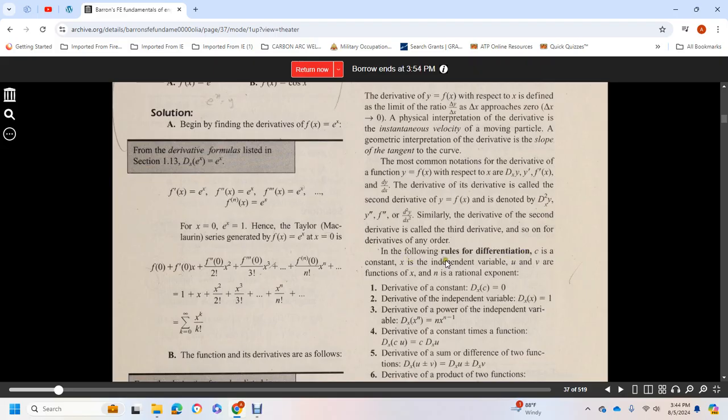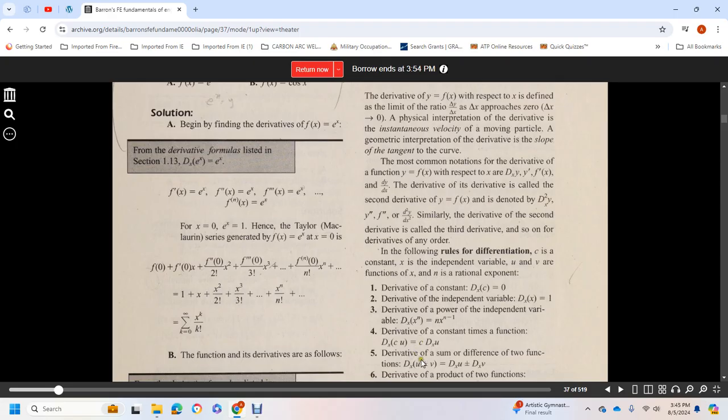Following are the rules of differentiation, where c is a constant, x is the independent variable, u and v are functions of x, and n is a rational exponent. The derivative of a constant, d/dx of c, is equal to 0. The derivative of the independent variable, d/dx of x, is equal to 1. The derivative of a power of the independent variable, d/dx of x to the n, is n times x to the n minus 1. The derivative of a constant times a function, d/dx of c times u, is c times the derivative of u, and the derivative of a sum or difference of two functions follows.